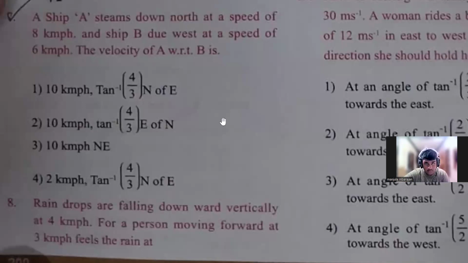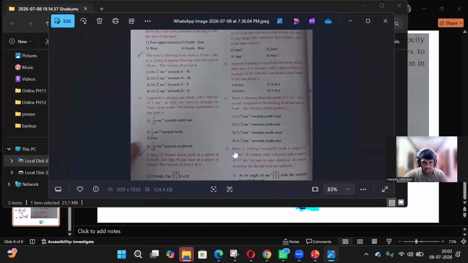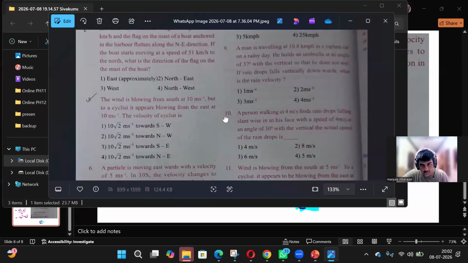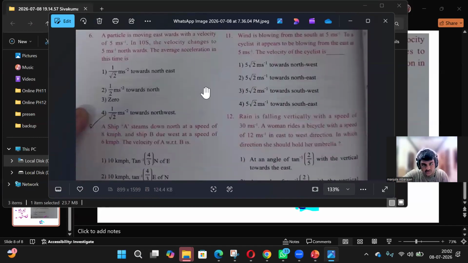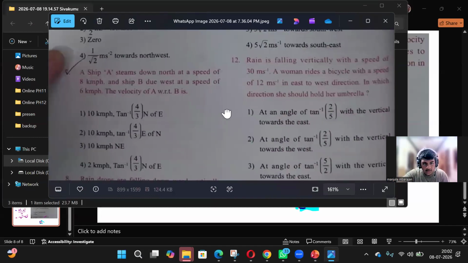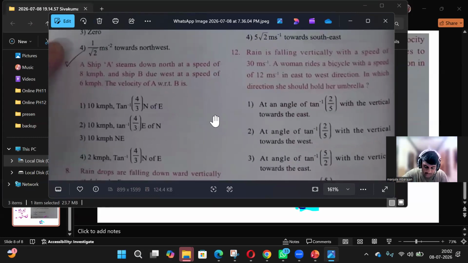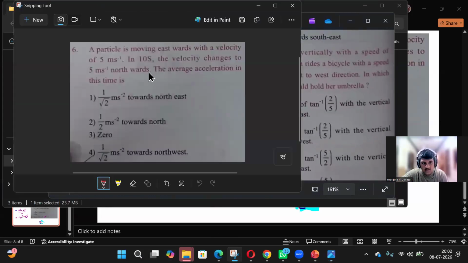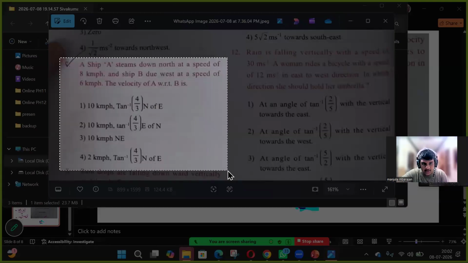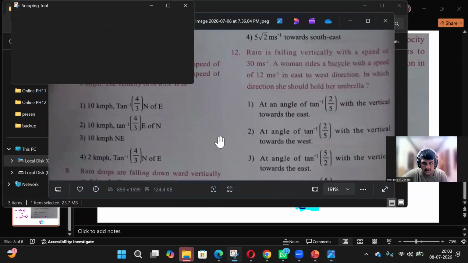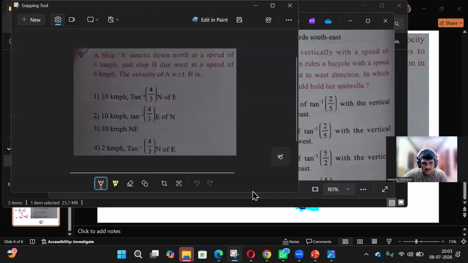Sir, are you getting it or not? Got the right answer, yes. Okay, so check it again. This one, seventh one is option 1, sir. I got 10 kilometers per hour. They asked theta value. Then tan theta is 8 by 6, which is 4 by 3. So tan inverse of 4 by 3. Then A with respect to B they're asking, so it's northeast.